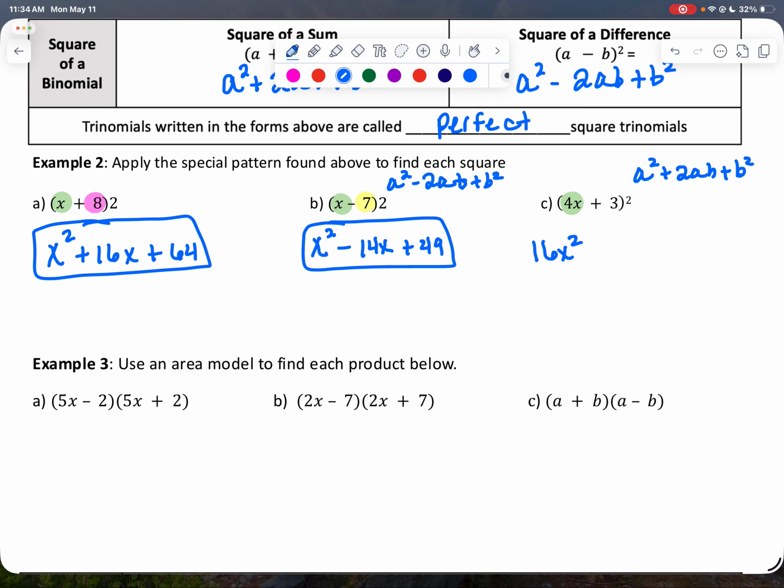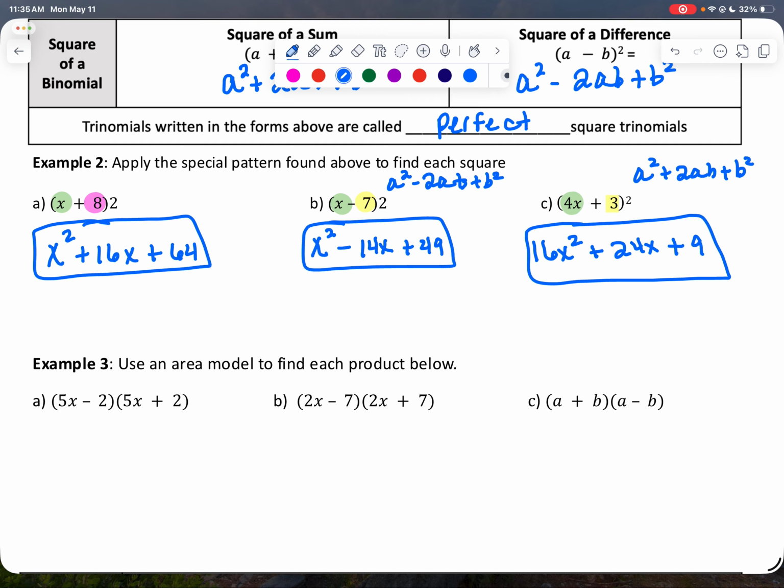Now, to get your middle term, you take your first term, 4x, and you multiply it times the second term. So 4x times 3 is 12x, and then you double it. So that would be 24x. And then you take your last term, which is 3, and square it. So 16x squared plus 24x plus 9.